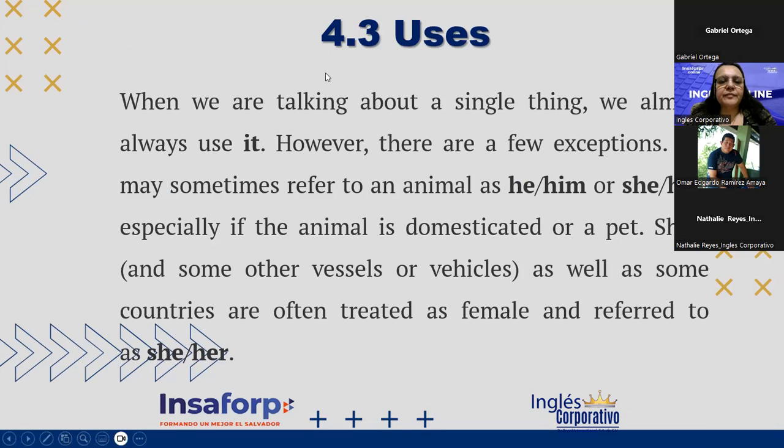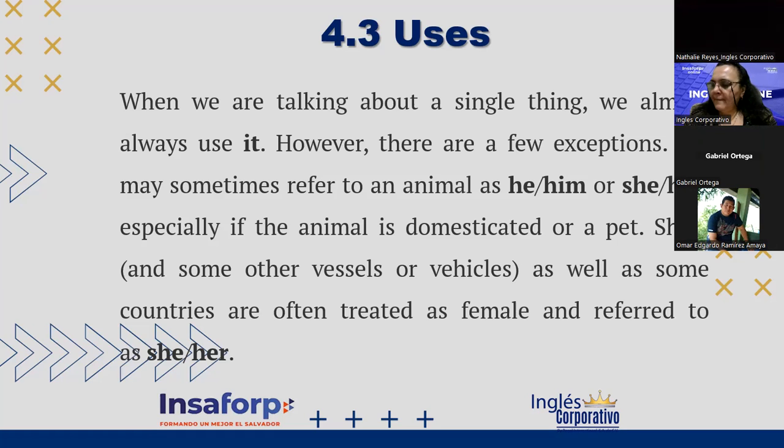Now repeat after me. When we are talking about a single thing, we almost always use it. However, we have few exceptions. We may sometimes refer to an animal as he or him, or she or her, especially if the animal is domesticated or a pet.